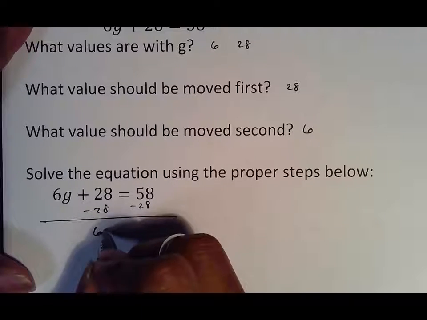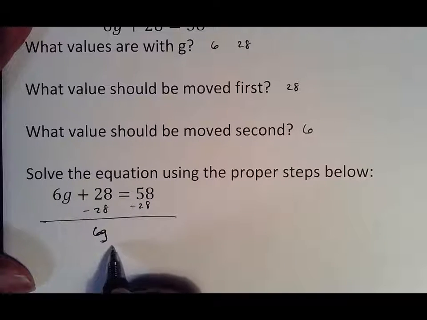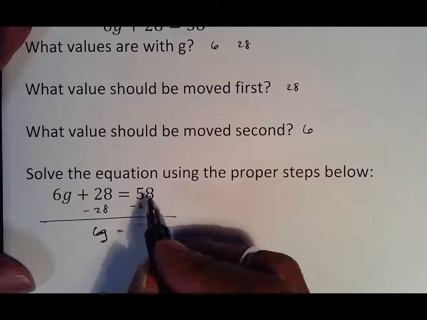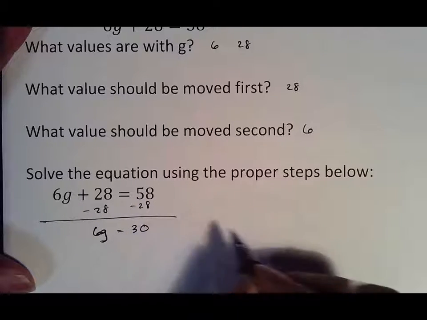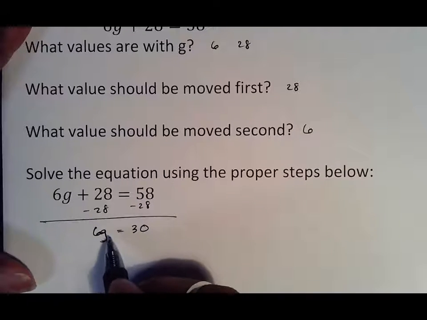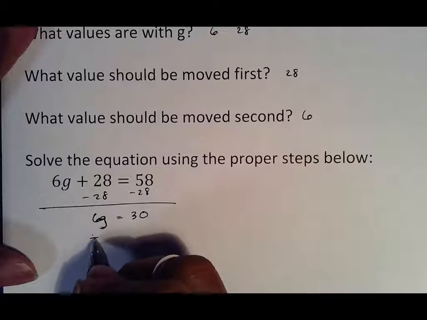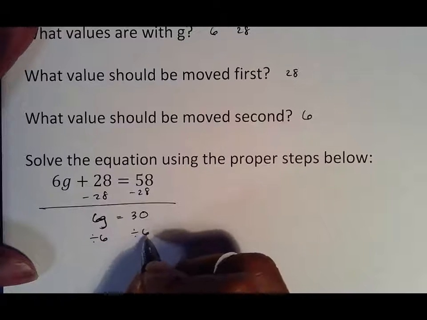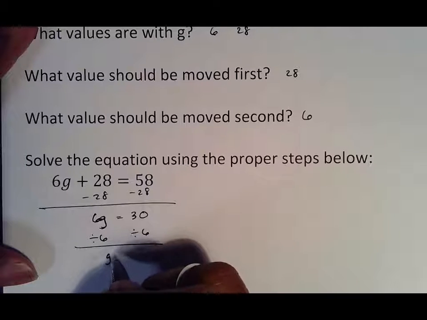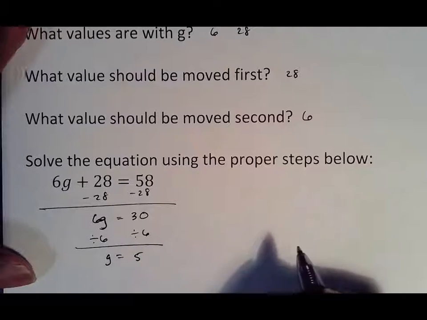6g comes down. That's the part you have to be careful of. The whole thing comes down. 28 goes away. 58 minus 28 is 30. So now it's 6 times g equals 30. Well, obviously if it's 6 times g, we're going to move the 6 by dividing by 6. The 6's go away. g comes down. 30 divided by 6 is 5.